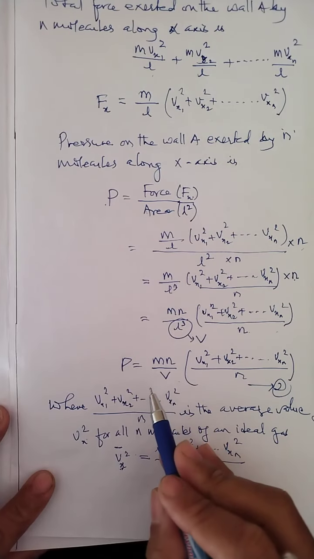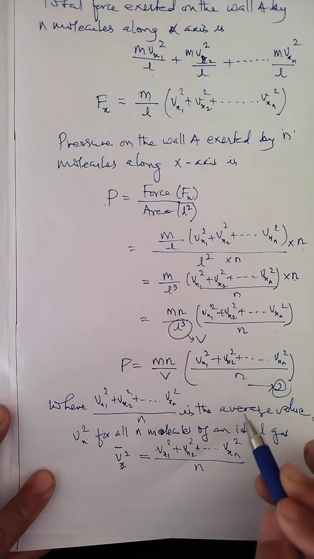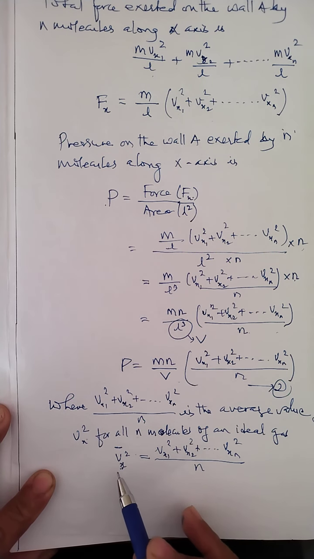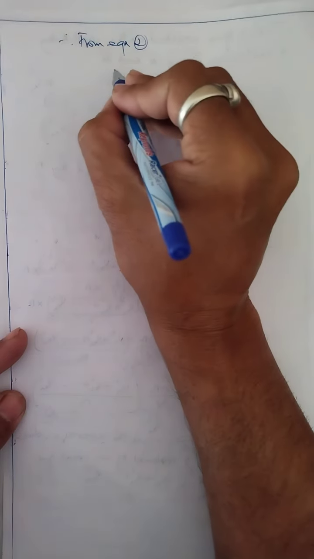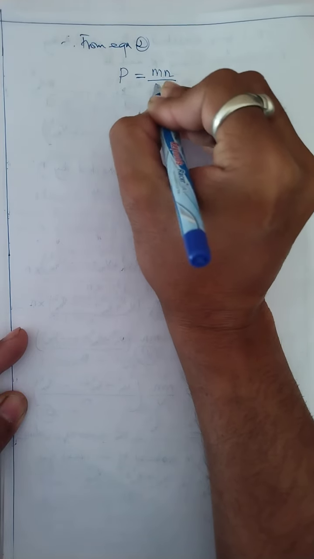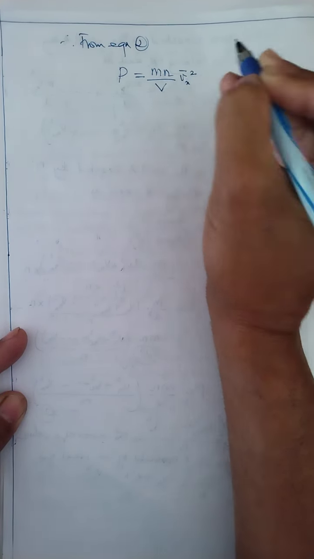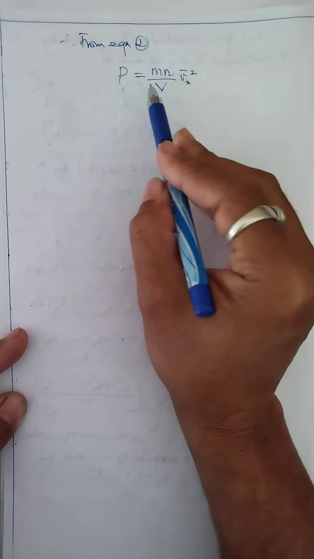Okay children, this expression of pressure I'll give as equation number 2. Now in equation number 2, I replace this quantity by the mean square velocity along the x-axis. So from equation 2, we can write pressure P equals mn by V with the mean square velocity along the x-axis. P equals mn times the mean square velocity along the x-axis divided by V.